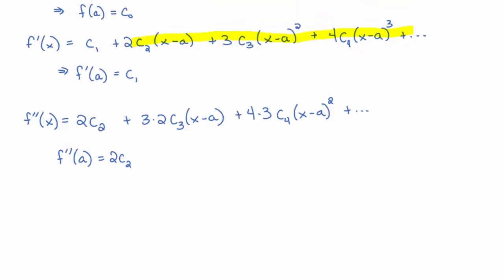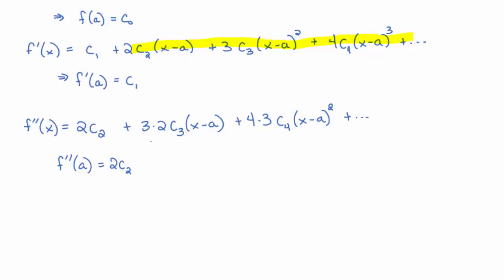And if you notice the pattern that's happening with these coefficients, these are factorials, right? 3 times 2 and then times 1. This is 2 times 1. So I'm going to actually rewrite this as 2 factorial c2. And therefore, c2 is the same thing as f double prime at a over 2 factorial.